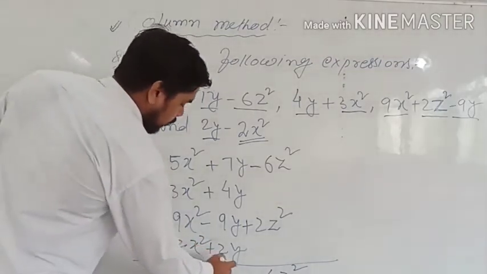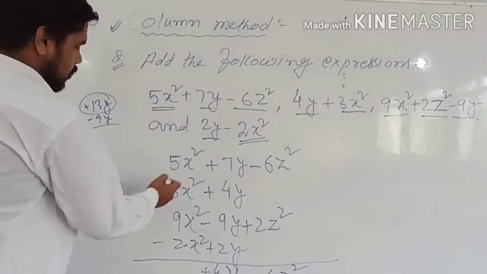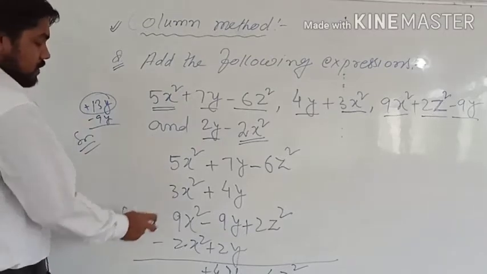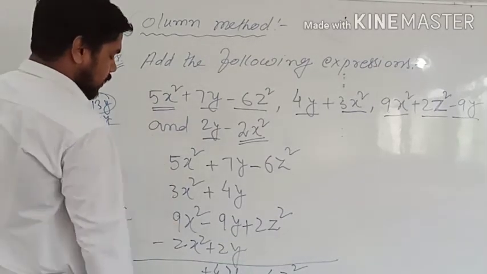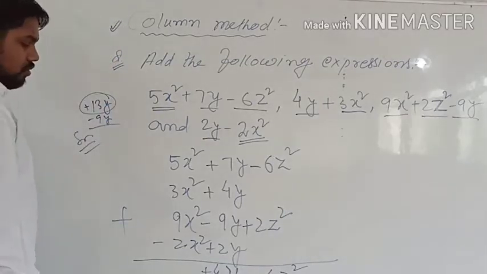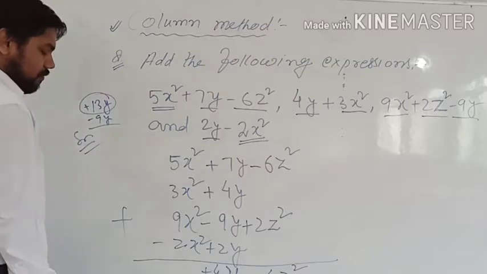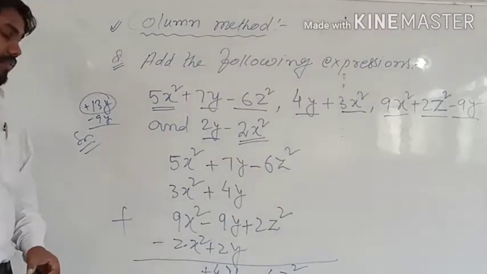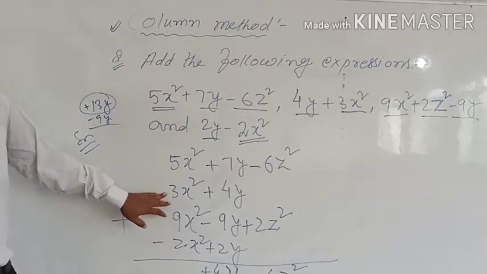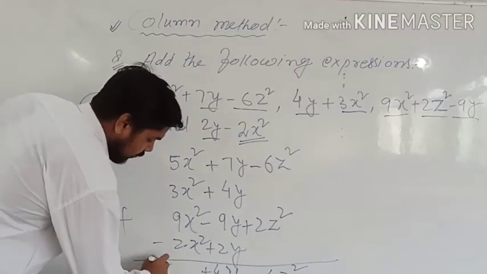Okay, here we will write plus 4y, and the next number we will move to is the x square ones. So here you can see all these are in plus and this is only in minus. So what you do is you just subtract 2x square from any one. If you subtract 2x square from 3x square, only x square will be left. So 9x square plus 1x square is 10x square. 10x square plus 5x square is 15x square.